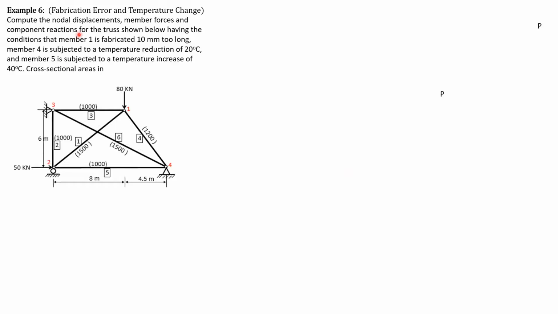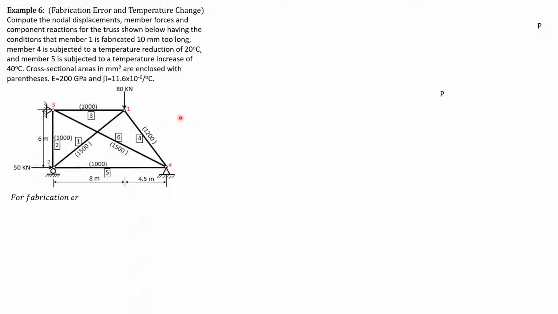Compute the nodal displacements, member forces and component reactions for the truss shown below having the conditions that member 1 is fabricated 10 mm too long. Member 4 is subjected to a temperature reduction of 20 degrees Celsius, and member 5, which is this member here, is subjected to a temperature increase of 40 degrees Celsius. Cross-sectional areas in mm square are enclosed with parentheses. The areas are given. The member designation is also provided. E is 200 gigapascals and beta is 11.6 times 10 to the negative 6.